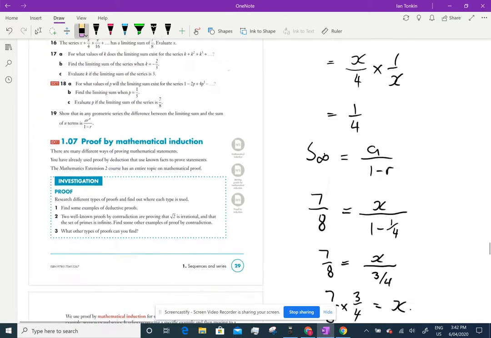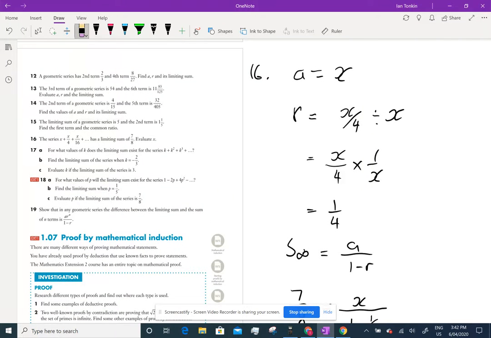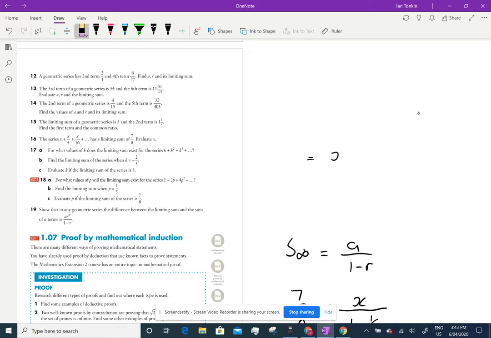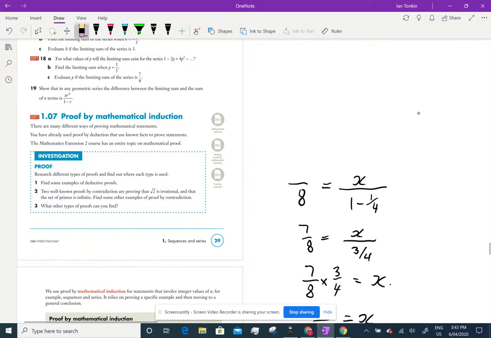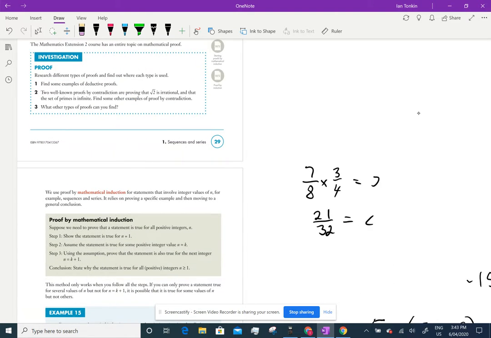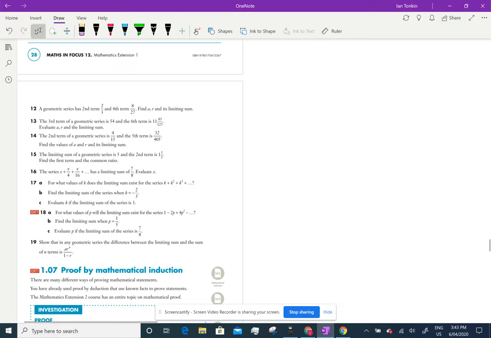Now, 16. 17. So if you just set it out logically, solve the equations, you should be right with most of these. So 17. And remember, you've got to try them yourself first. Don't just sit here and wait for me to do it. Plus, you might find an easier way to do it.